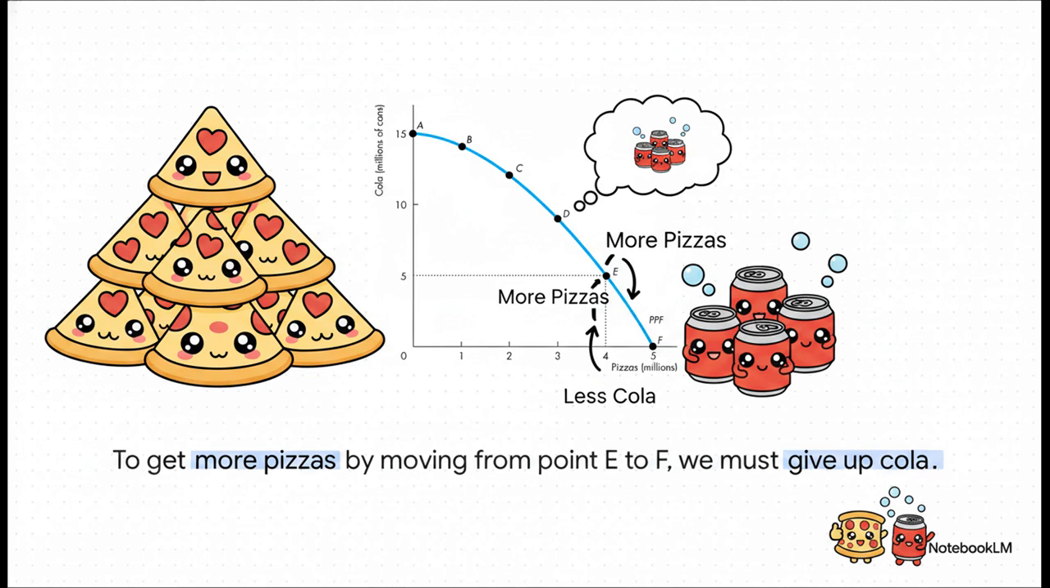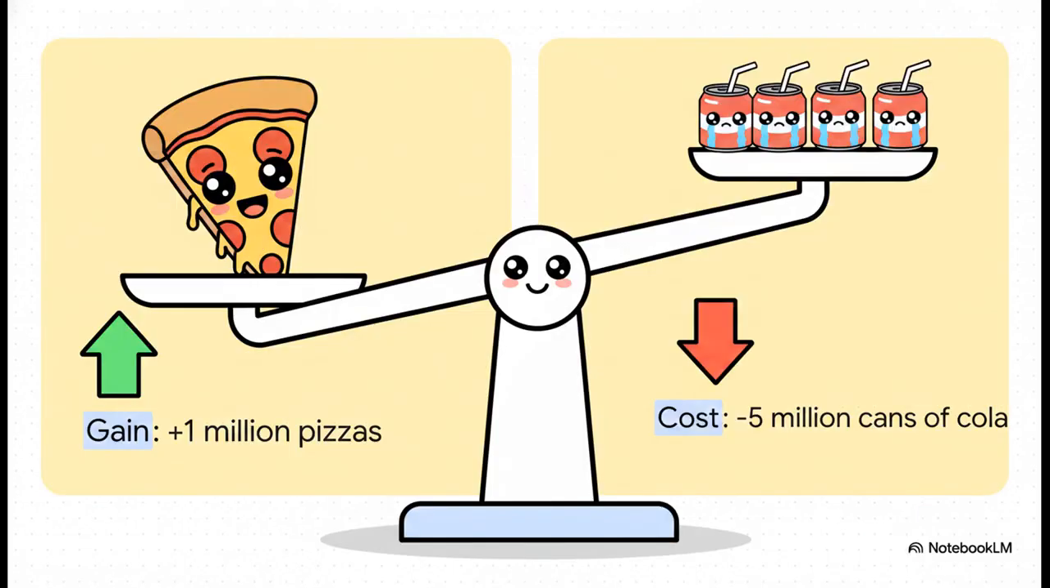All right, let's put this into practice. Take a look at the graph. Let's say we're hanging out at point E, making 4 million pizzas and 5 million cans of cola. Life is good. But what if we decide we absolutely need to ramp up production to 5 million pizzas and move to point F? Well, you can see right on the curve, something's got to give. Our cola production has to take a nosedive. And there it is. That's the trade-off, plain and simple. The opportunity cost of getting that extra 1 million pizzas is a whopping 5 million cans of cola that we can't make anymore. The PPF shows you that sacrifice perfectly.